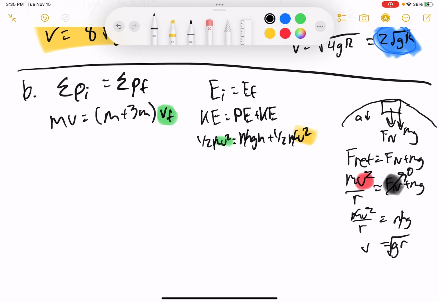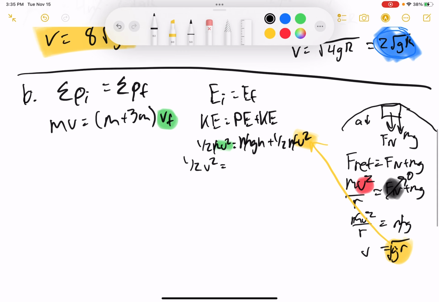So now I've solved for my velocity here. So I'm going to go ahead and take this and plug it in here. And so now I have 1/2 v squared equals gh plus 1/2, and then I'm going to square that, so it would be gr. Now you'll notice I haven't yet done anything with this h.